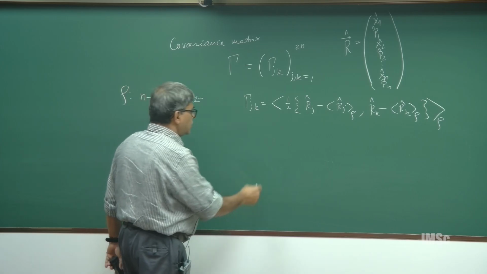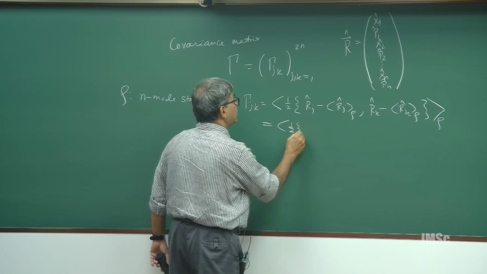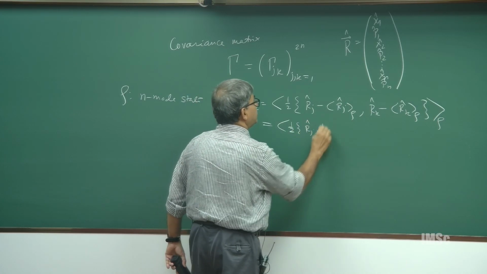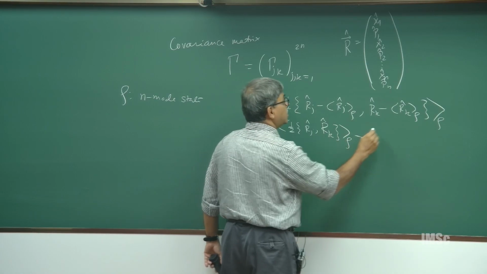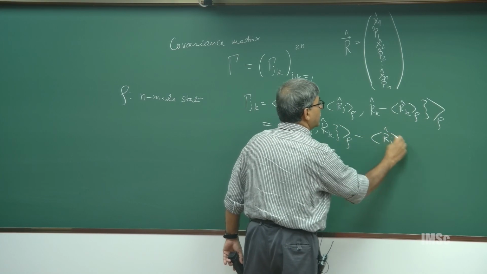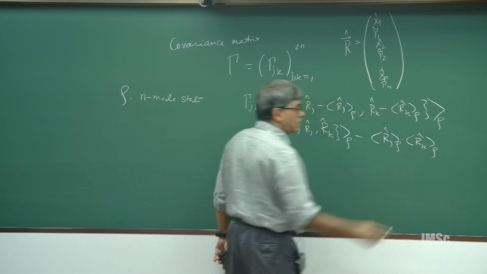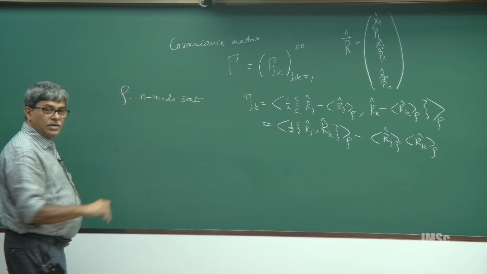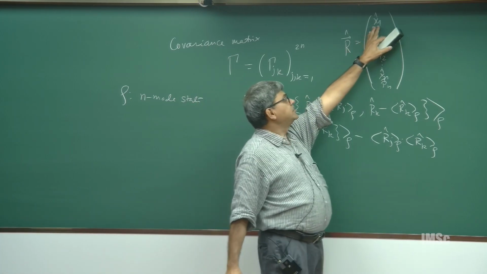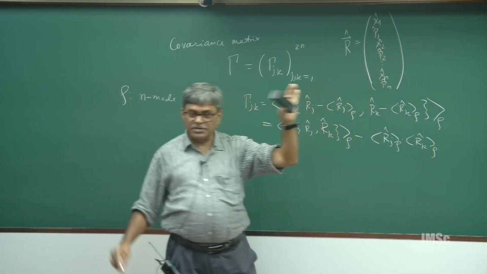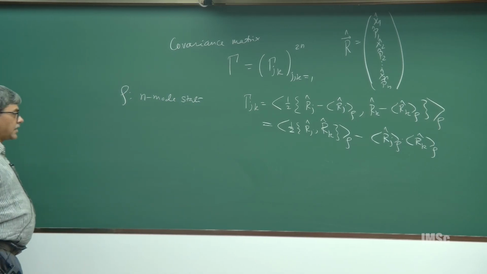So, this you can simplify, and it turns out to be the anticommutator of R j R k minus the product of the average values. Okay. So, these are the components, like the position quadrature, momentum quadrature, etc., and these are all in the dimensionless case. Okay.